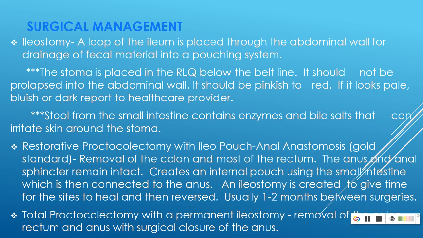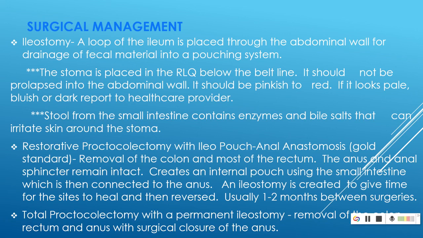All right, the stoma is placed in the right lower quadrant below the belt line. It should not be prolapsed into the abdominal wall. This goes for any ostomy. It should be pinkish to red. If it looks pale, bluish, or dark, report it to the healthcare provider. If it's pale, it's not getting blood flow. If it's bluish or dark, it's not getting any blood flow. It's not being perfused. So this is with any ostomy, those criteria.